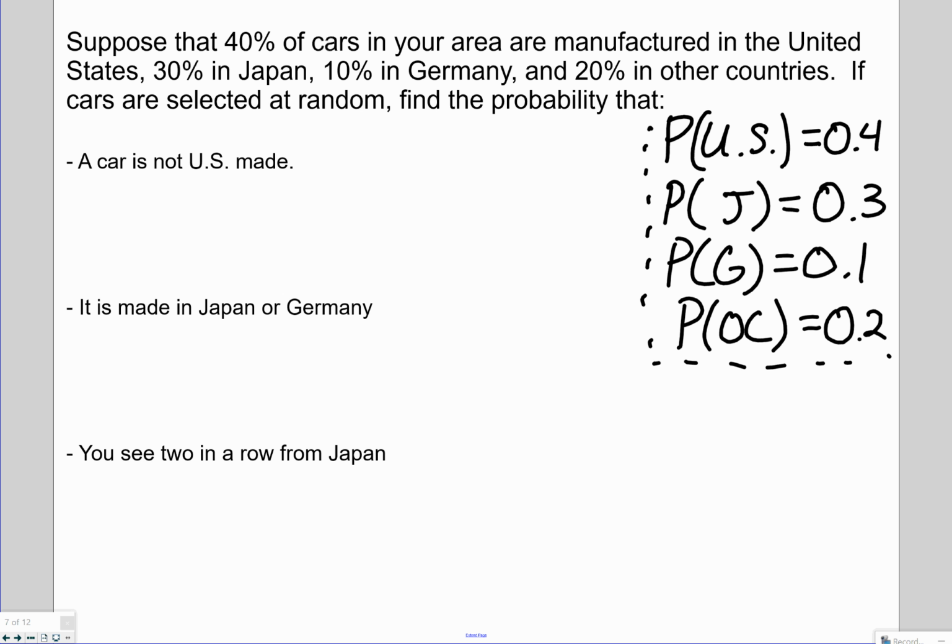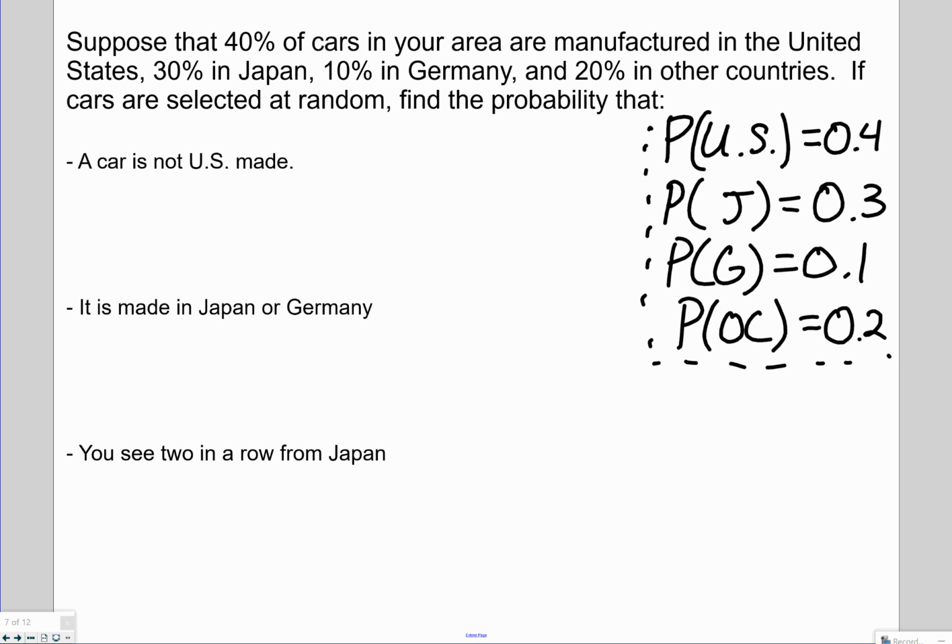So the idea is, if I go out to find a random car, and I pick up that car, underneath it'll say made in whatever the country is. In our example, China would be in other countries, because that's not one of the other ones there. That's what it says on my son's Hot Wheels cars, but not on those out there.